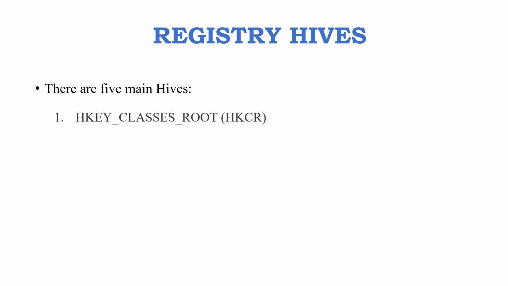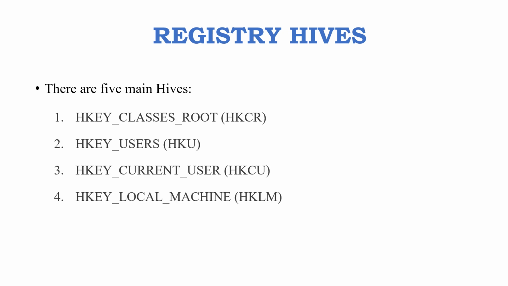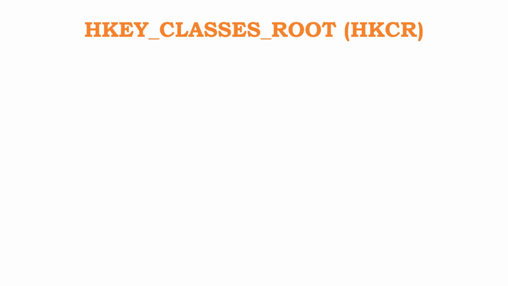So next we'll see the registry hives. There are 5 main hives: classes root, users, current user, local machine, and current configuration. Here HKEY stands for hive key, and these are the different hives under the registry. We'll see each of these in detail one by one. So the first is classes root.